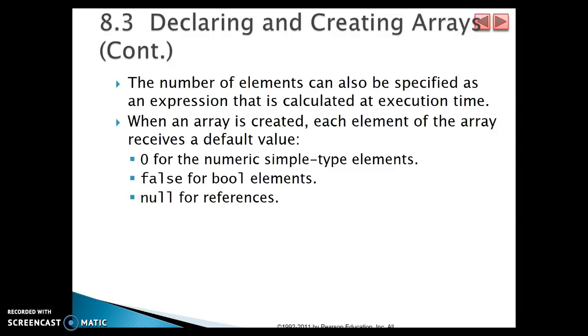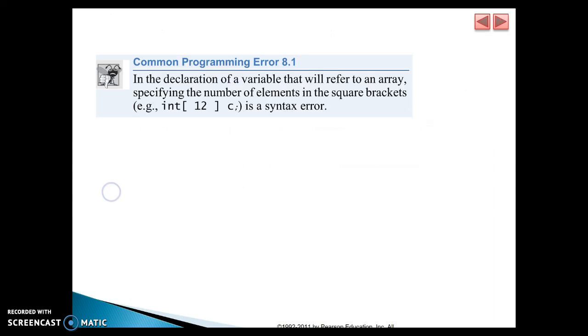The number of elements can also be an expression. So in other words, instead of saying 12, we could do some math inside those square brackets that will give us 12 or whatever number we want. Arrays get default values. For numerics, they get zeros. For booleans, they get false. And for references, which we haven't talked about yet, they would get the value null.